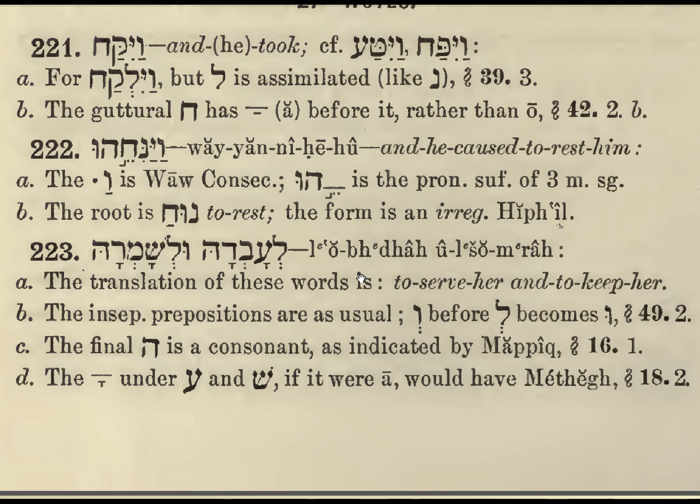Lesson 20, which is lesson 20 in the book. We're going through Genesis with a fine tooth comb, word by word. Vayikach, and he took. Compare vayitang, vayipach. This is for vayilkach, but the lamed here is assimilated, giving us a double kuch instead. Vayikach, not vayilkach. The guttural het has patach.